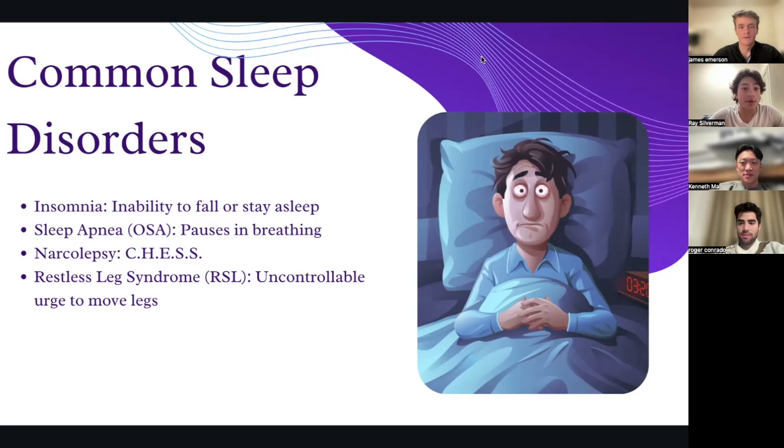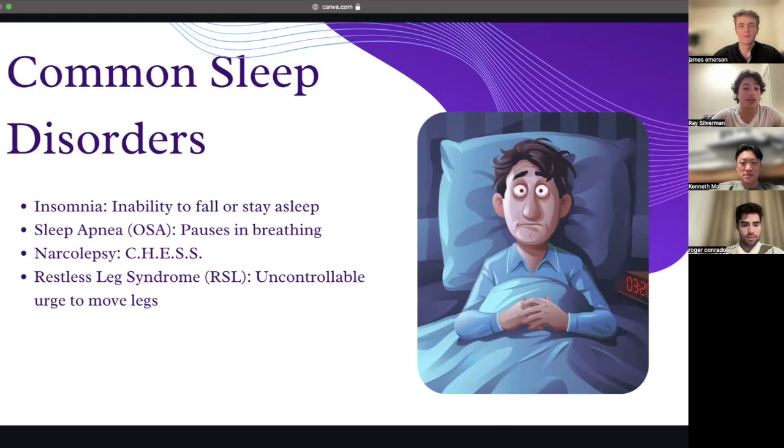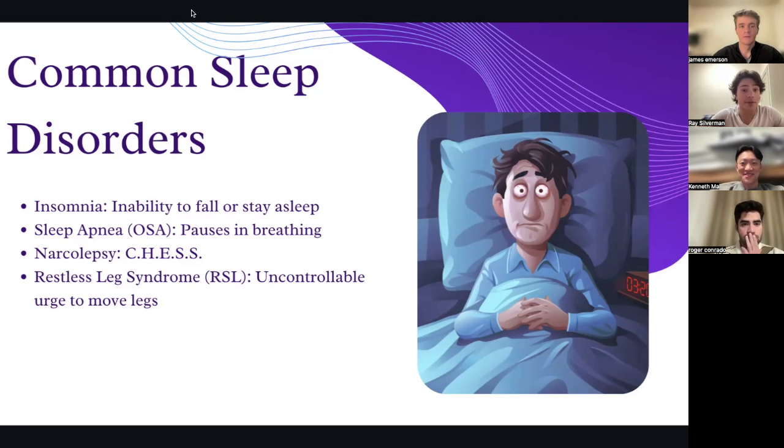Next, we'd like to talk about some common sleep disorders. The first of which is insomnia, which is probably the most famous. It's essentially just the inability to fall or stay asleep at night. The second is sleep apnea or OSA. This one affects around 25 million Americans, so very prevalent. And this is essentially when pausing in breathing occurs at night due to some irregularities in the throat. This can also be related to snoring.